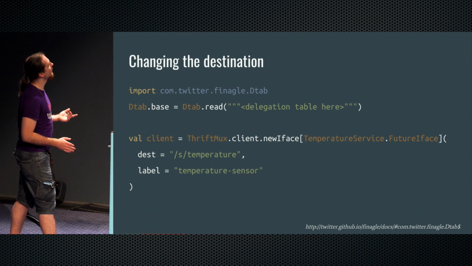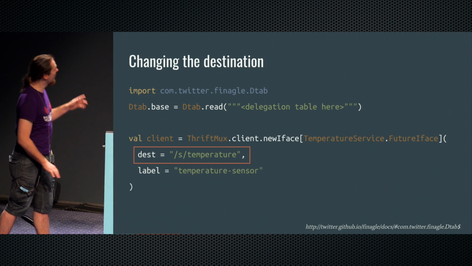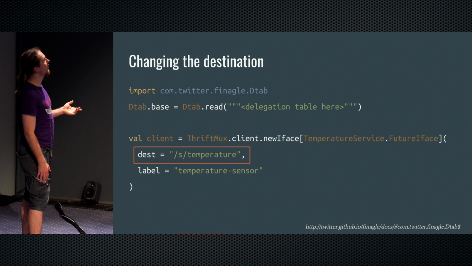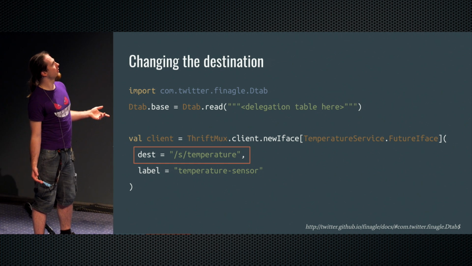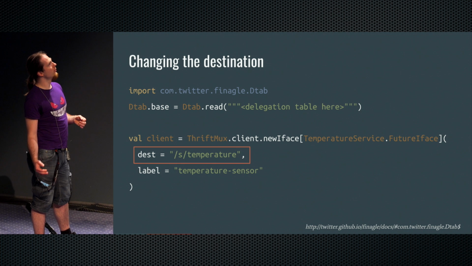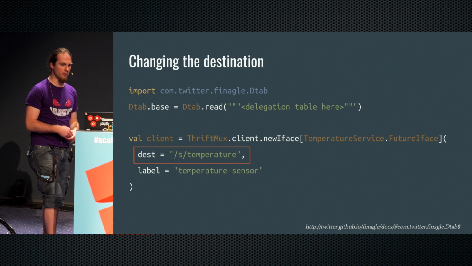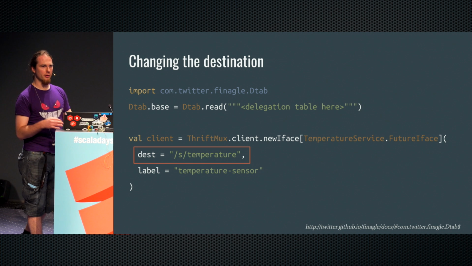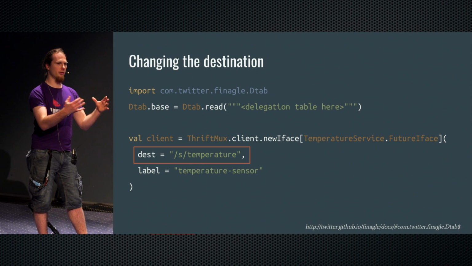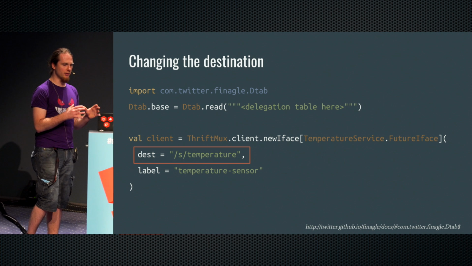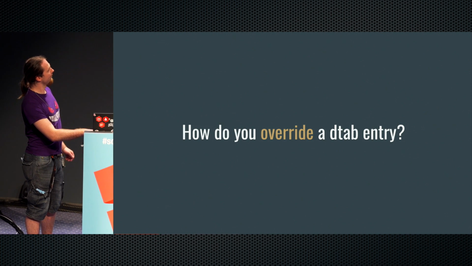And now the client, everything is the same as I expect, but the destination is now a simple path: /s/temperature. With delegation tables, the resolver will figure out how to look for the service now. So you have your resolving decoupled from your actual service instantiation, and you have this in a special place, and that's what delegation tables are good for.